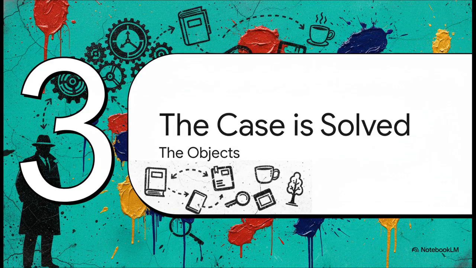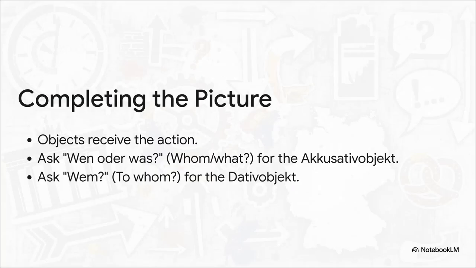But to get the full story, we need to fill in some of those crucial details. And that's where the objects come in. Objects are simply the parts of the sentence that receive the action. Let's go back to our cheeky dog. What did he steal? The bread roll. That's the direct object. It was directly affected by the stealing. In German, we call that the Akkusativobjekt. We find it by asking wen oder was, whom or what. But who lost the bread roll? The student. She is the indirect object, the Dativobjekt. And we find that by asking wem, to whom. See, these objects add the essential color to our story.